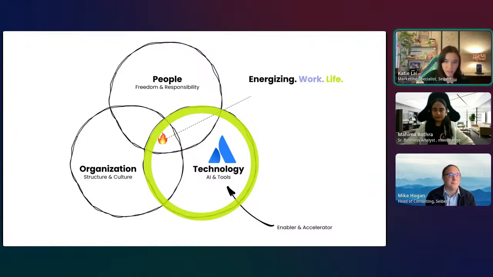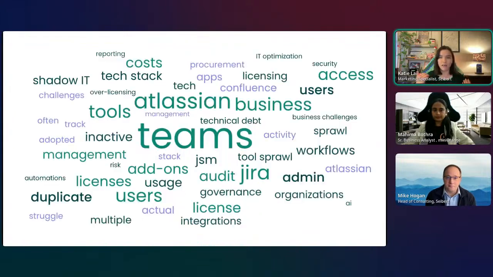So to dive right into it, we hear a lot of buzzwords in the tech industry. There's tool sprawl, there's shadow IT, tech stack, over licensing, IT optimization, and I'm wondering from the panelists here to kick off this first set of questions, which of these are really keeping business leaders up at night? Which buzzwords, which concerns are really the biggest problems plaguing business leaders today?